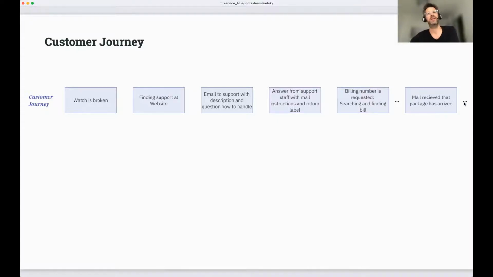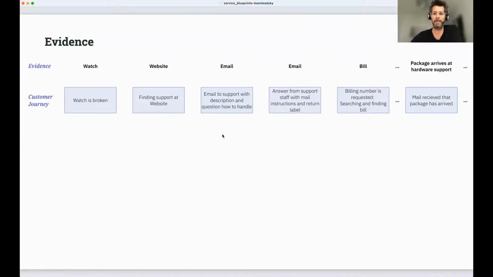And then, of course, there are several steps, but to keep this example short and easy, I will stop there. So as I said, that's now the customer journey. That's what I experienced. What was the interaction from my side? But also we want to look at what's the evidence for that. So the evidence in the beginning was the watch, then was the website. I looked at the website, then I got some email, got some email.